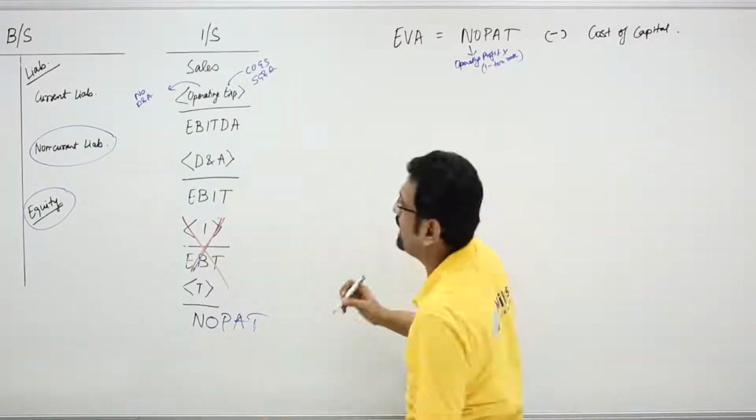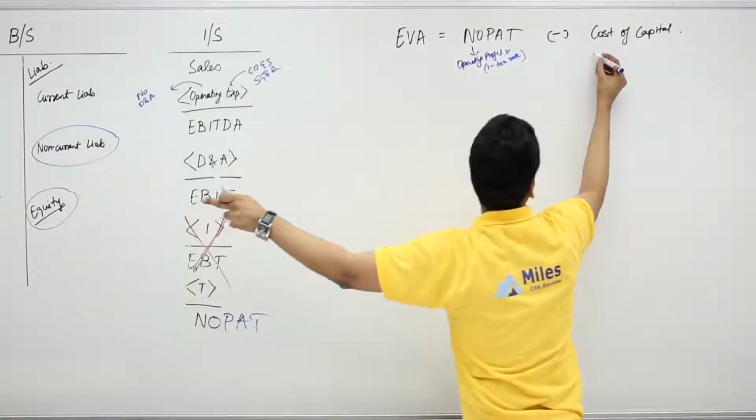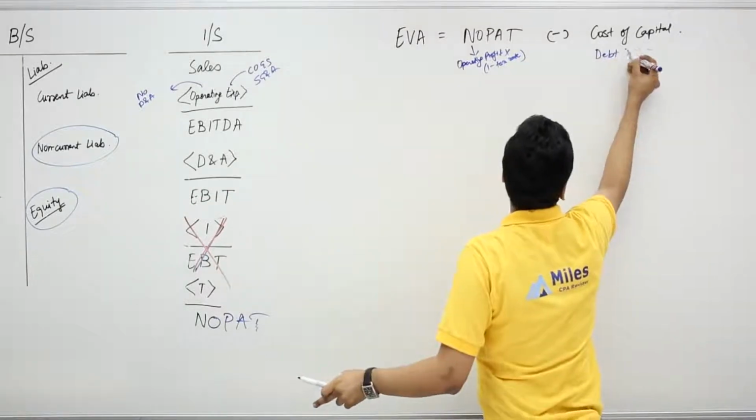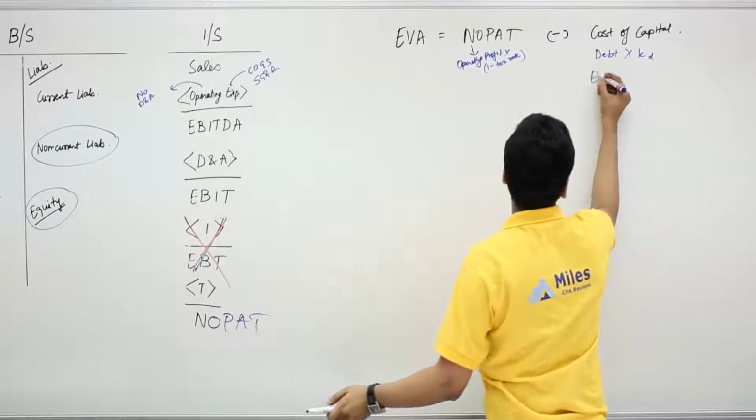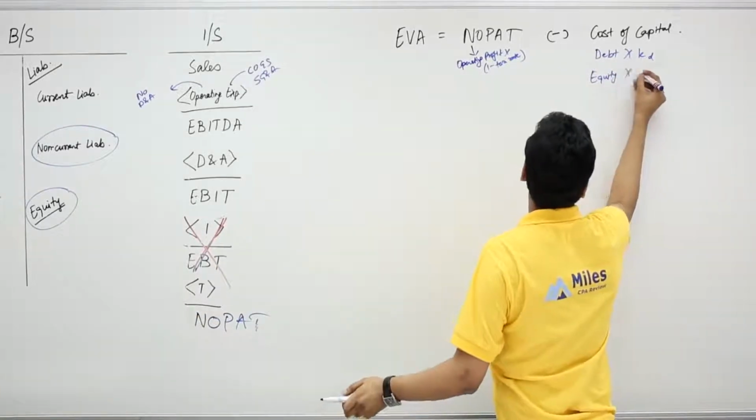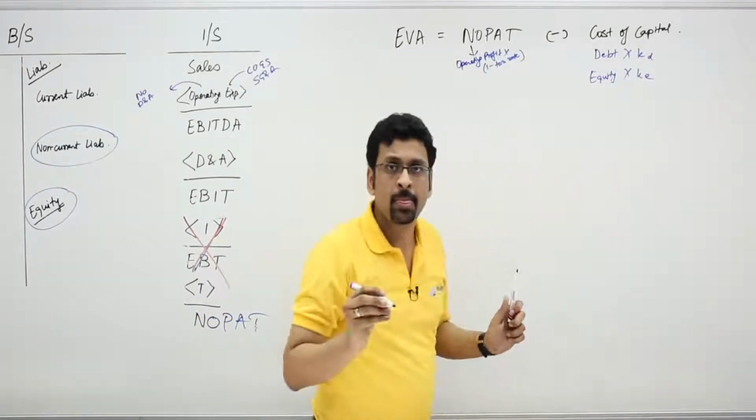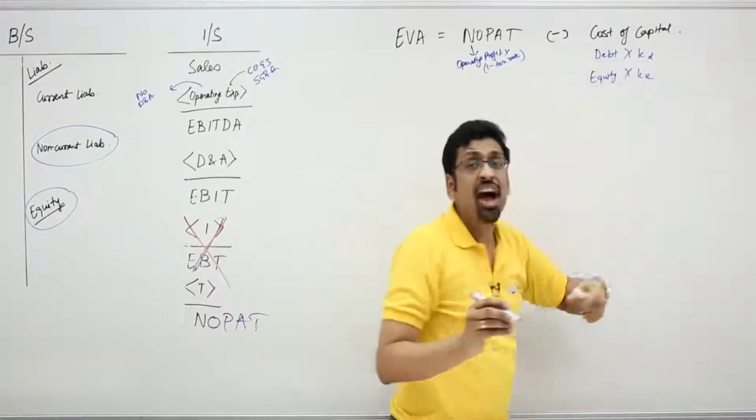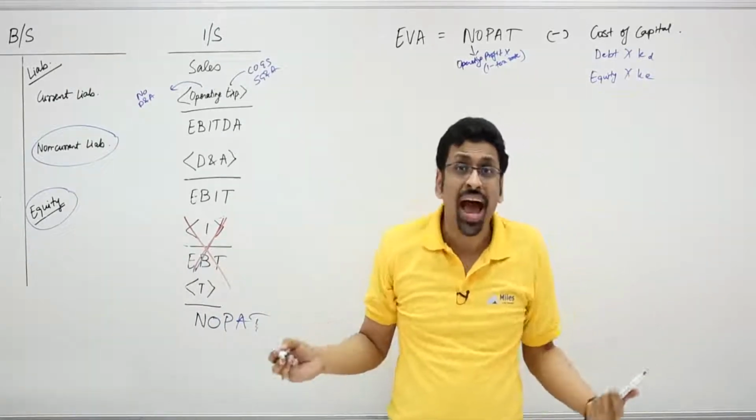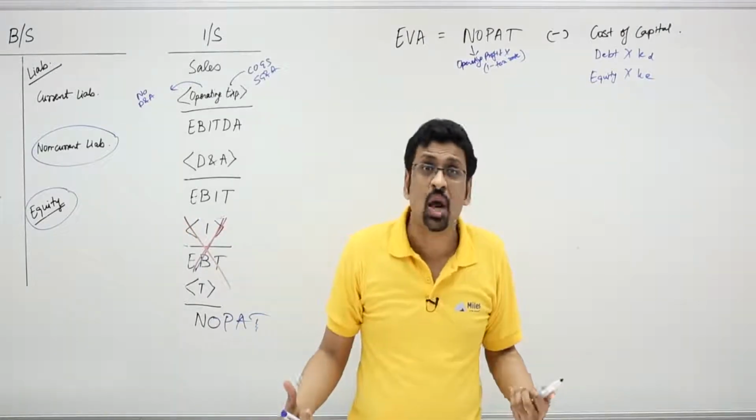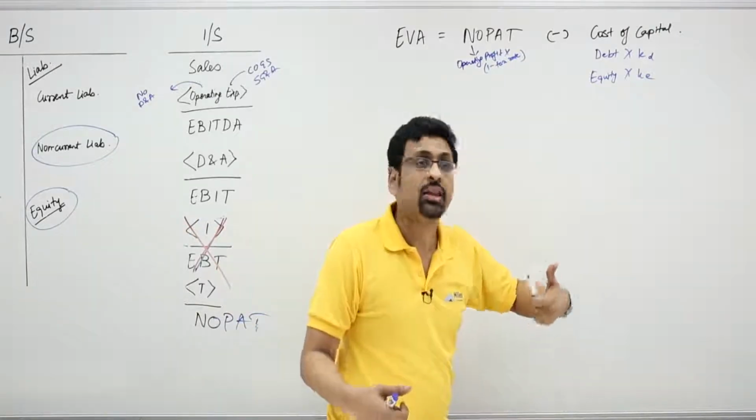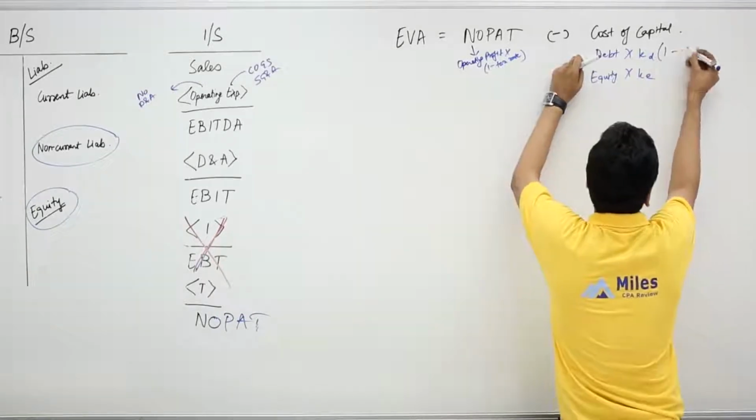So let us say we're looking at the debt that we have here. So we'll have debt into cost of debt. We look at equity that we have here. So equity into cost of equity. Now, when we have debt, we said debt would have some interest payments. Interest payment would give us tax savings. What we would do is, when we are calculating the cost of capital, we'll adjust for taxes.